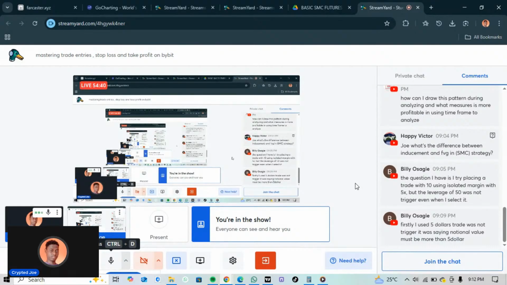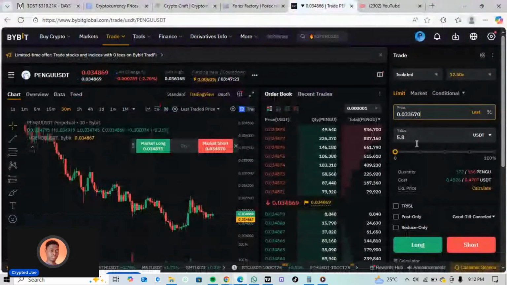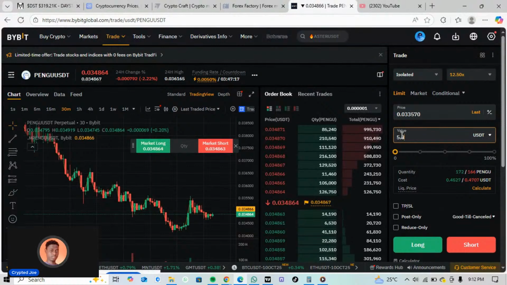Firstly, I used a $5 trade. The $5 trade was not triggered. It didn't trigger. It was saying notional value must be... okay. The reason why is because in this box now, whatever you are typing here, if the order value is not up to 5, it will say that particular prompt. That prompt will come up. It simply means the order value should not be less than $5.